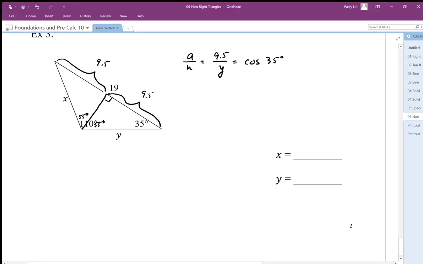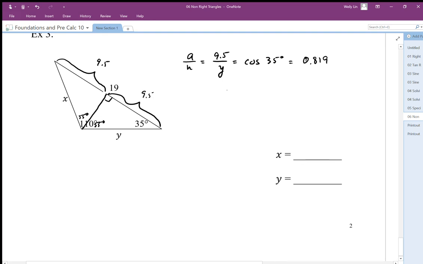Okay, because the side I'm using is adjacent to 35. I could have used opposite to 55, but that would involve using the sine ratio. Okay, so solving this, I'm going to punch that into my calculator. I get 0.819.